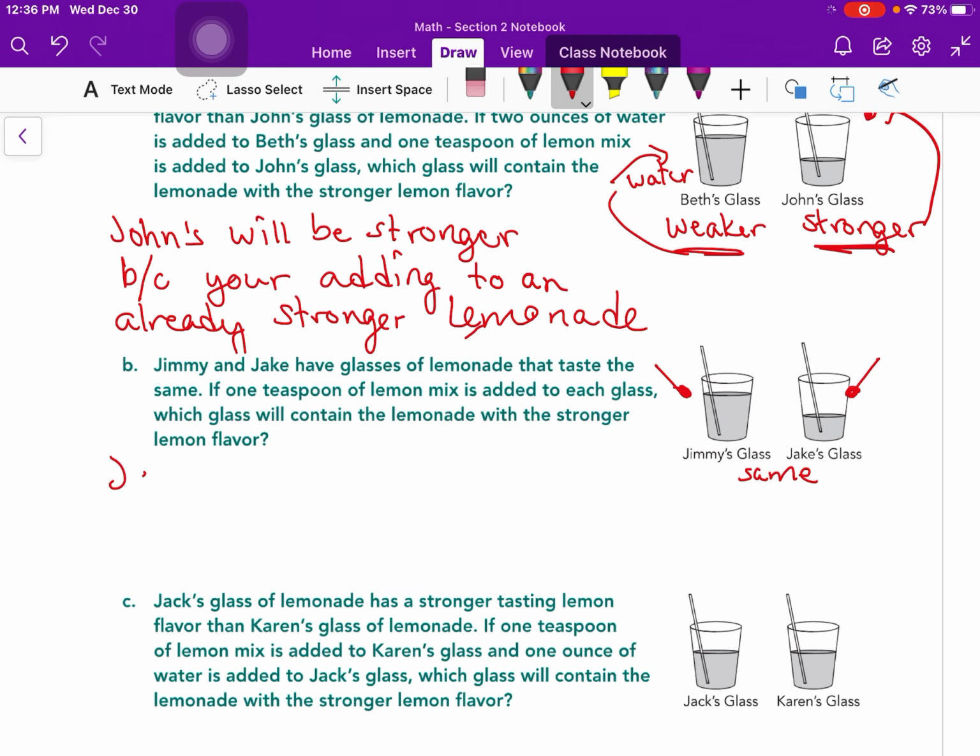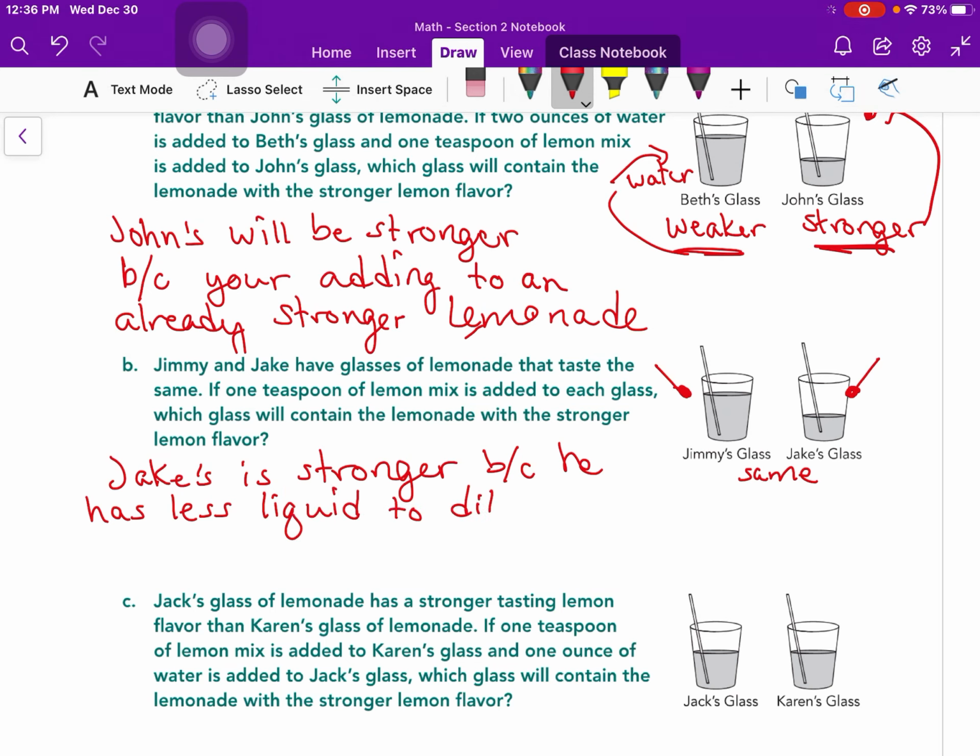All right, I hope you said that Jake's is stronger because he has less liquid to dilute the lemon. So there's hardly any liquid in there already, and then you add more to it. It's going to be a stronger tasting one than this one that has more liquid to it, adding more lemon. What about C?